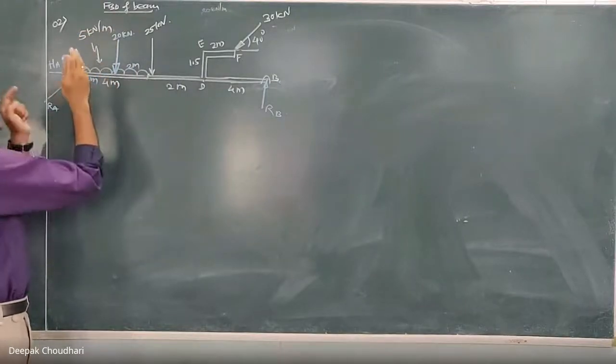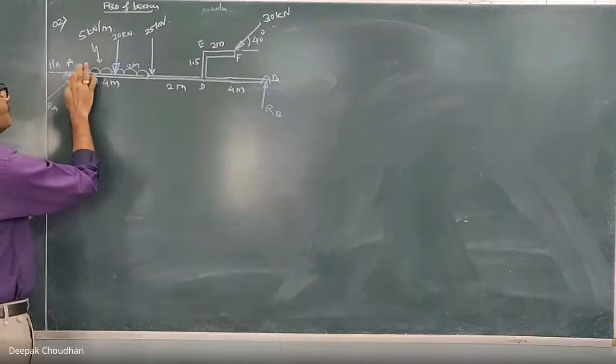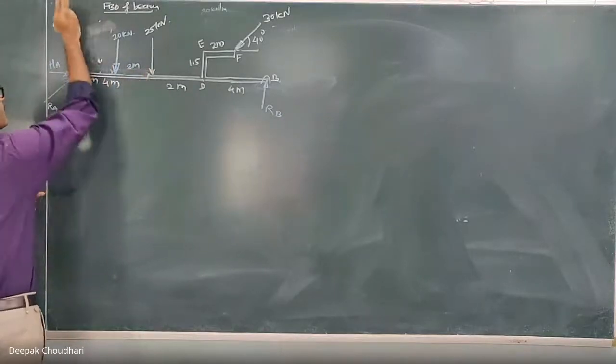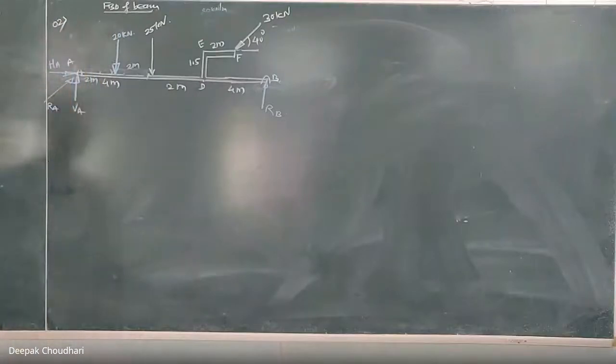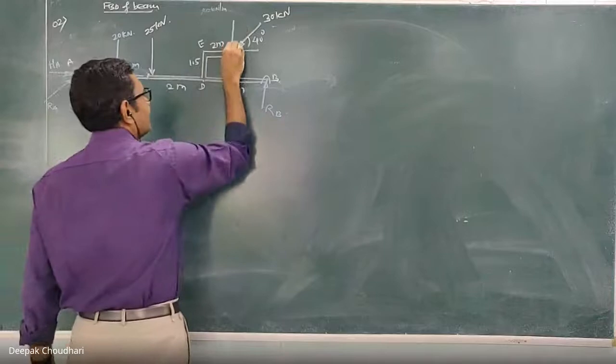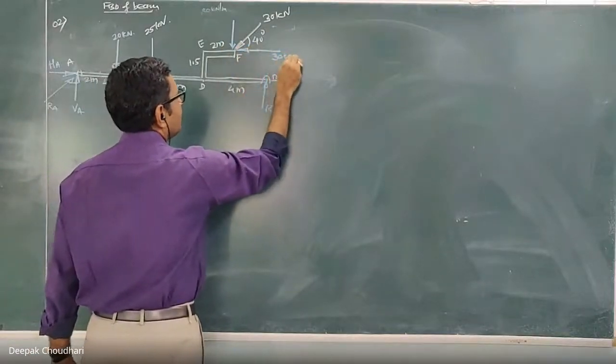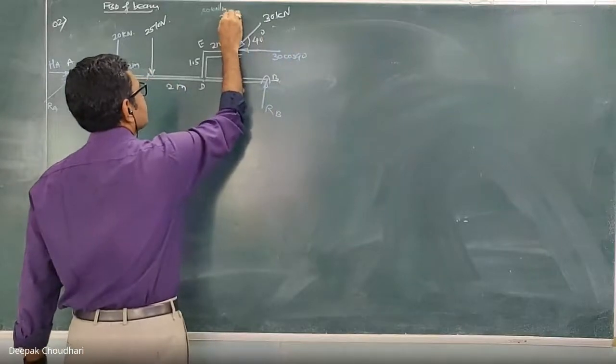In case of the UDL, it is the product of the intensity and the length over which it is spread. Once you convert this UDL into equivalent point load, consider only that equivalent point load in further calculation. No need to consider the UDL here, because we have converted it into equivalent point load. Then this 30 kilonewton force is the inclined force. Let us resolve it into two components: this is 30 cos 40, and this is 30 sine 40.